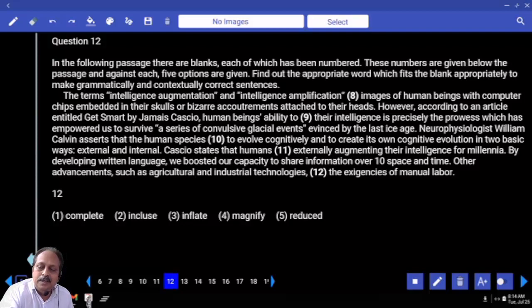What is the word here? Is it the 12th one? Complete: the exigencies, includes, inflate, magnify the exigencies of manual labor. What do you understand from the context? Write the meaning of the word exigency. Write the singular form. Exigency means something very important.